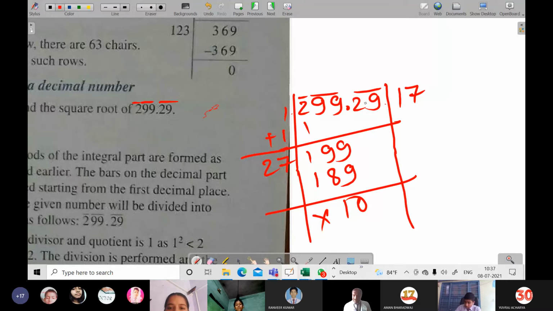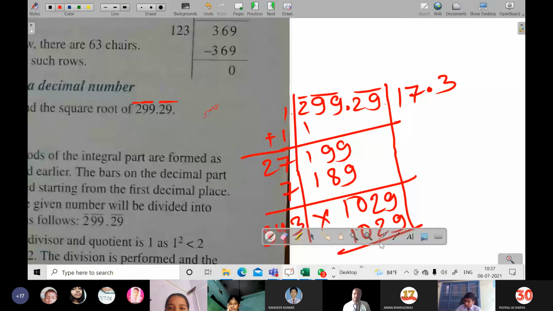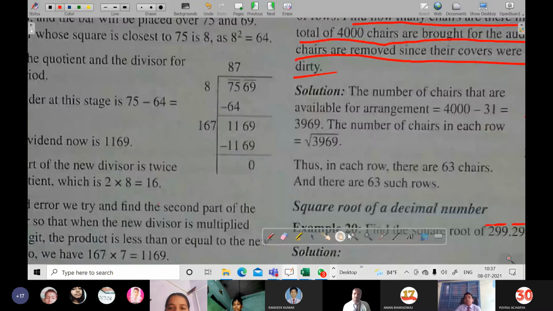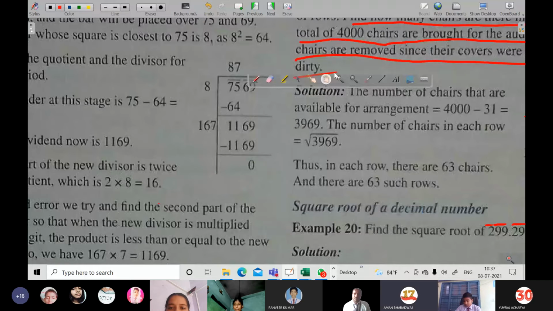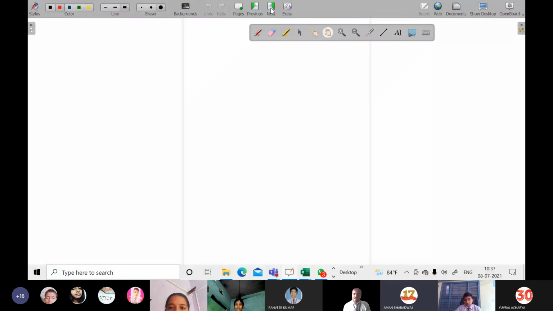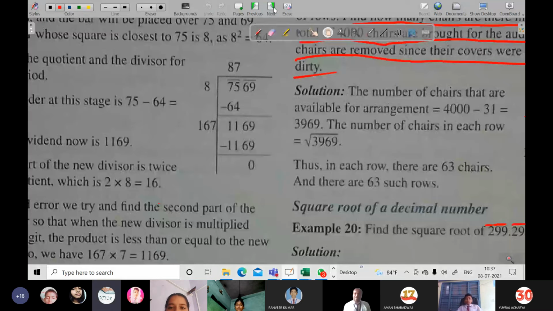Now again the pair will come down. Since the pair is after the point, here the point will be kept. 7 added over here becomes 34. Now which number will you keep over here? With the same number you have to multiply. So with 3 it goes exactly. 3 times 3 is 9, 3 times 4 is 12, 2 carry 1, 3 times 3 is 9, plus 1 is 10. So what will happen? 17.3 will come as the square root.